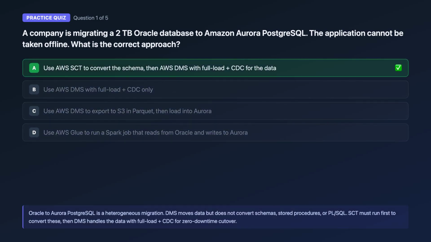The answer is A. Oracle to Aurora PostgreSQL is a heterogeneous migration, different engines on each end. DMS moves data, but it does not convert schemas, stored procedures, or PL/SQL. SCT must run first to translate those into PL/pgSQL. Then DMS handles the data with full load plus CDC for the zero-downtime cutover.